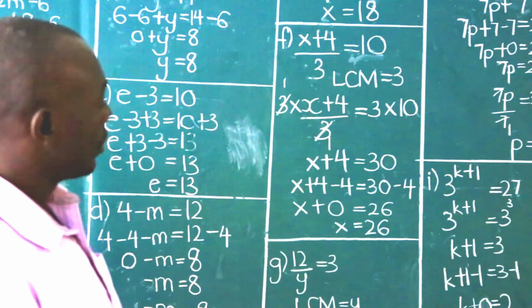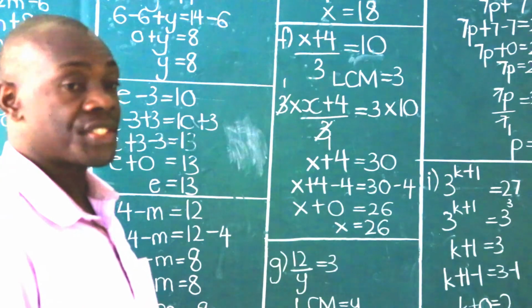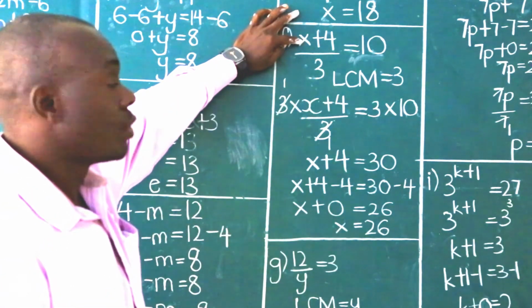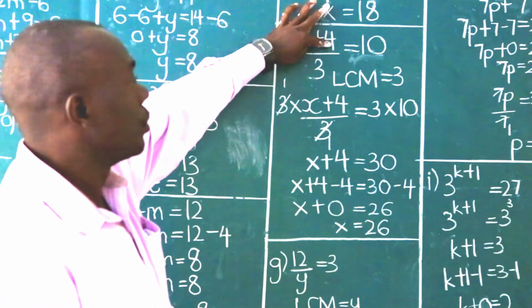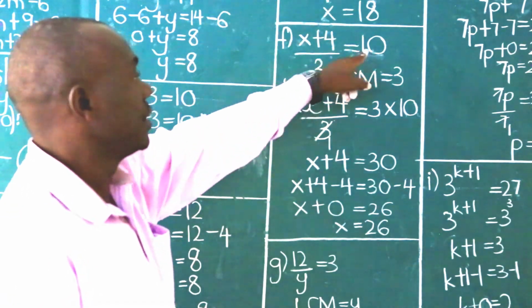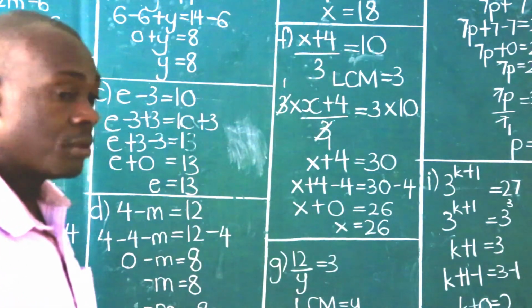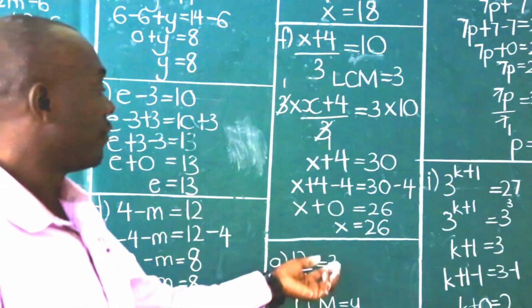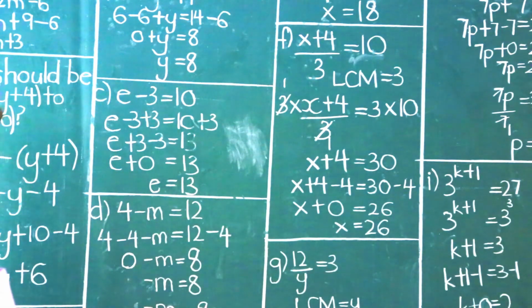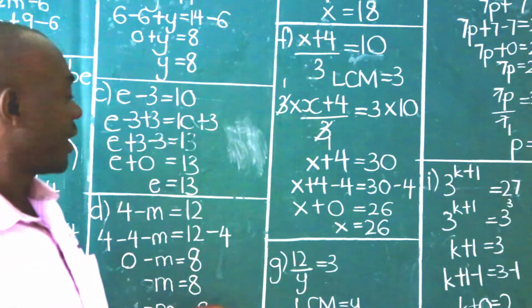Check whether your answer is correct by substituting 26 for x in the original equation. That's 26 plus 4, which is 30. Now 30 divided by 3, you get 10. And now, without any worry, you will know that the value of x is actually 26.